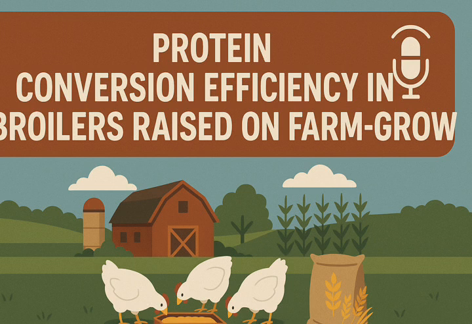Right, in broiler chicken. Exactly. And not just any broilers, but ones raised specifically on farm-grown feed, which adds that real-world variable, doesn't it? It's not a generic lab setting. How do these chickens turn this specific feed into protein?